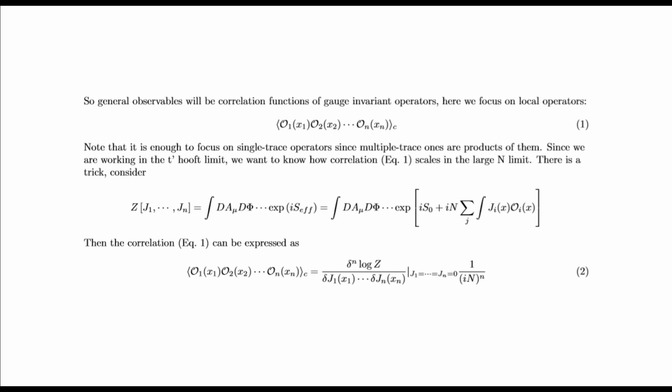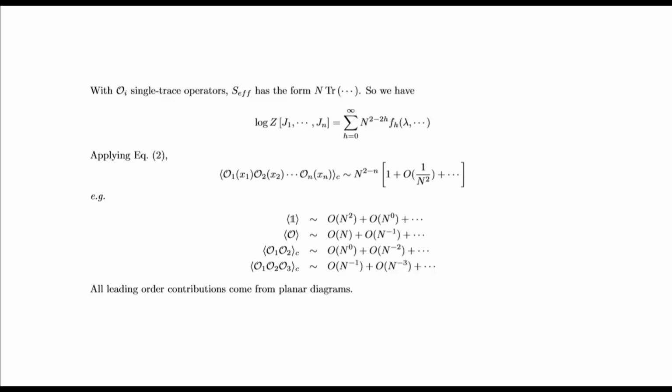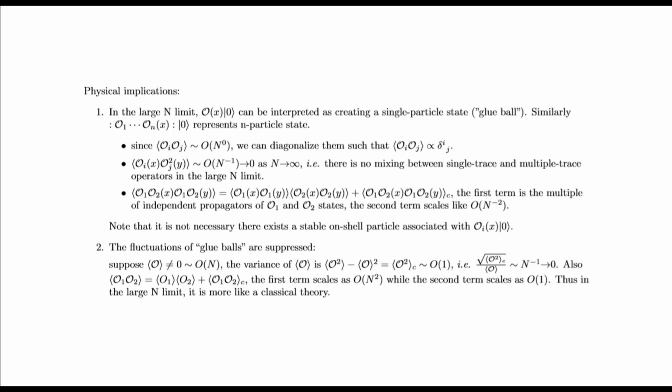Since we are working in the 't Hooft limit, we want to know how correlations scale in the large N limit. There is a trick, consider this. Then the correlation in case 1 can be expressed as this, with O_I single trace operators, S_eff has a form and trace this. So we have this, apply the equation to this. All leading order contributions come from planar diagrams.